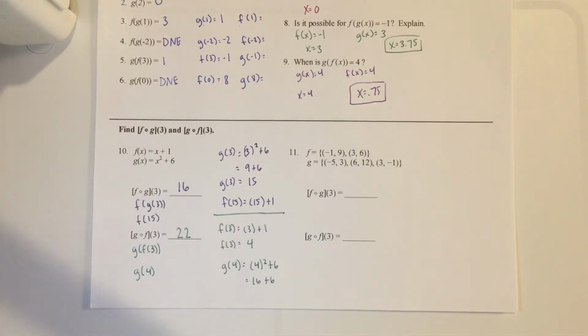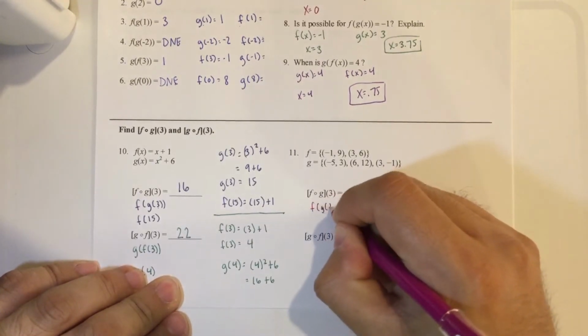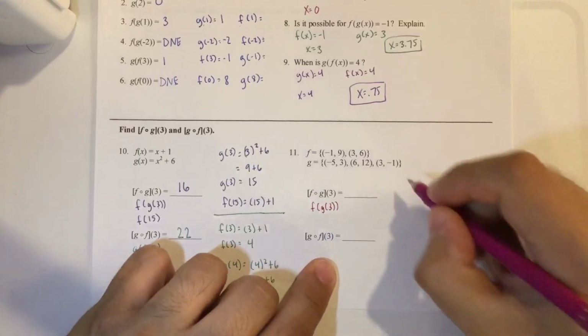All right, for the next one, f of g of 3. So we start with g of 3.